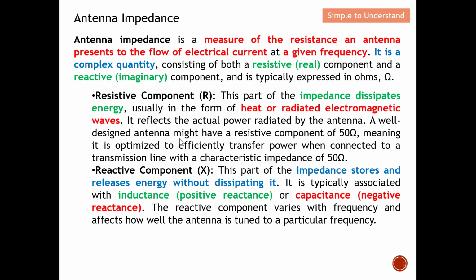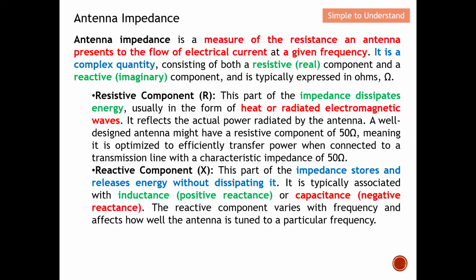A well-designed antenna might have a resistive component of 50 ohm. For RF, typically we want to standardize, so we will use this 50 ohm. This means that it is optimized for effective power transfer when we connect it to a transmission line with a characteristic impedance of 50 ohm. Remember this: in order to have maximum power transfer and to minimize reflection, we need to be matched.